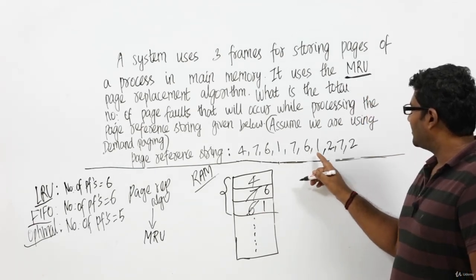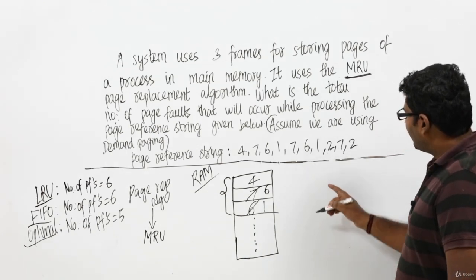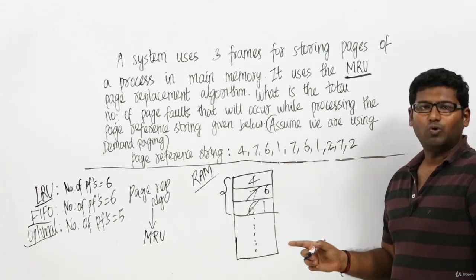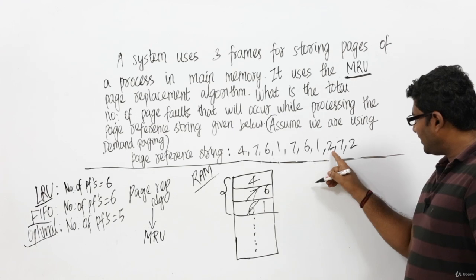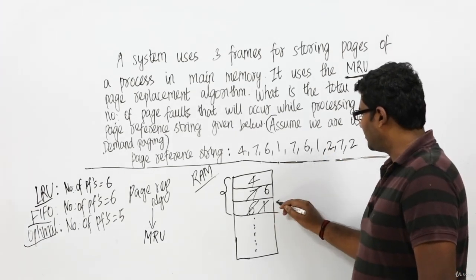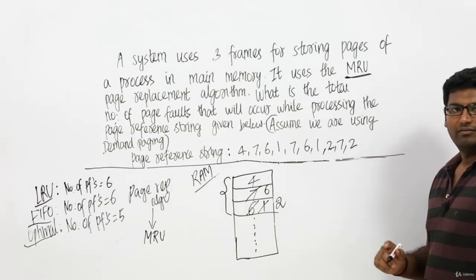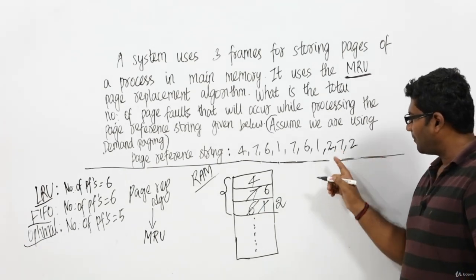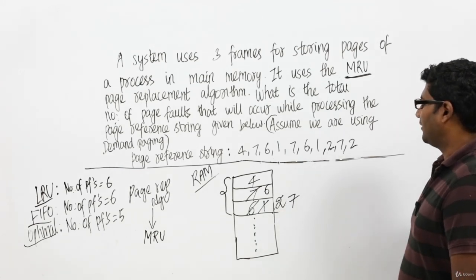Fine. Then comes page number 1. Page number 1 is already present in the RAM, so there is no page fault. Then comes page number 2. Page number 2 is not present in the RAM, and we have to go for page replacement. So which page will we replace here? The most recently used page is nothing but page number 1, so this has to be replaced with page number 2. Then they are asking page number 7. Page number 7 is not present in the RAM, and we need to replace the most recently referred page, which is page number 2. So page number 2 will be replaced with page number 7.